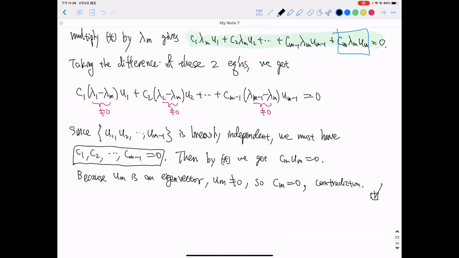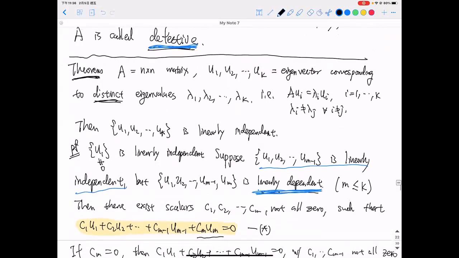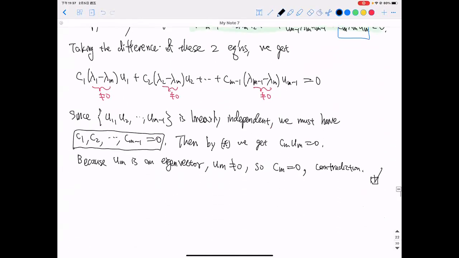Okay. So what is this theorem telling us? Again, let's go back to the statement. If you have eigenvectors corresponding to distinct eigenvalues, the point being distinct, then these eigenvectors are linearly independent. And being linearly independent is nice because it's one of the things you need to form a basis.